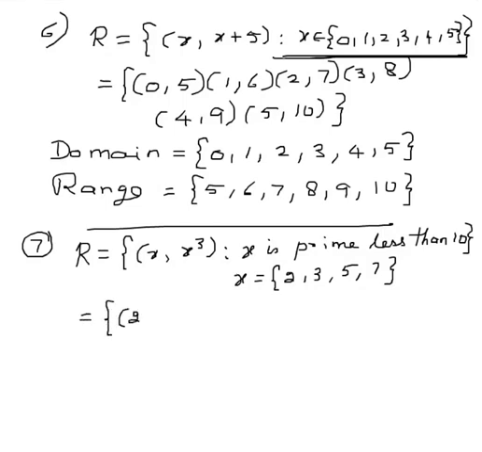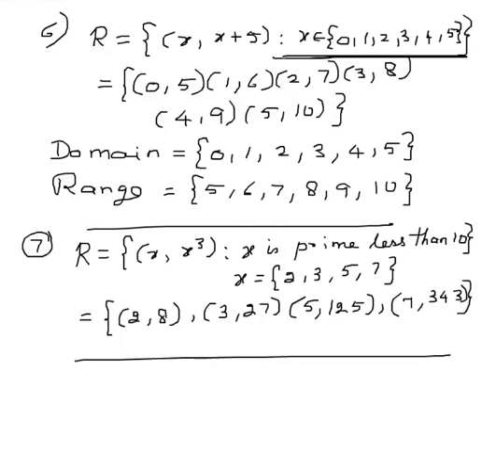If x is 2, x cube is 8. If x is 3, 3 cube is 27. If x is 5, 5 cube is 125. And 7 cube is 343. In the second step, write x belongs to that set 2, 3, 5, 7.